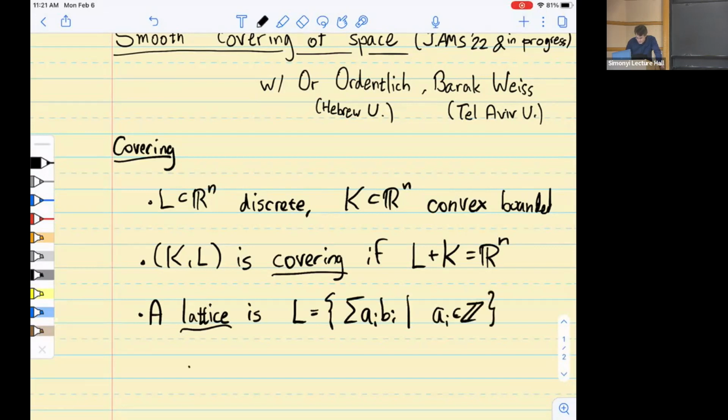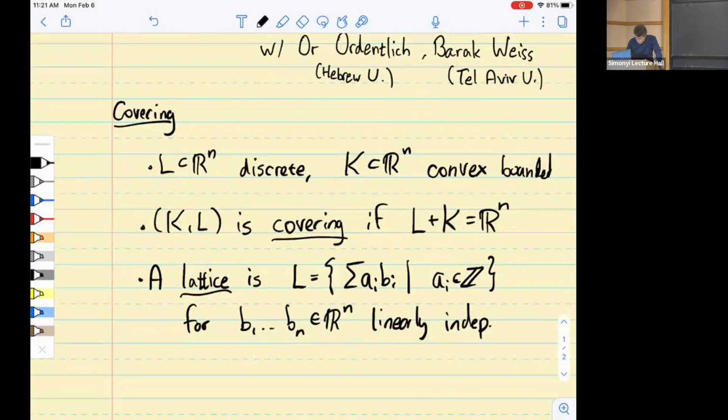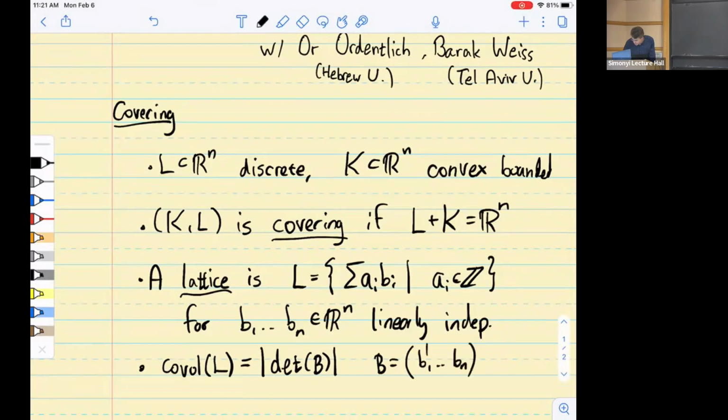This is for b1 up to bn being linearly independent in R^n. So one invariant that we often use is the covolume I mentioned before. It basically gives you some scale of the lattice, the amount of volume each lattice point has. And you can define it, if you wish, as the absolute value of the determinant of B, B being the basis matrix consisting of the vectors b1 up to bn.